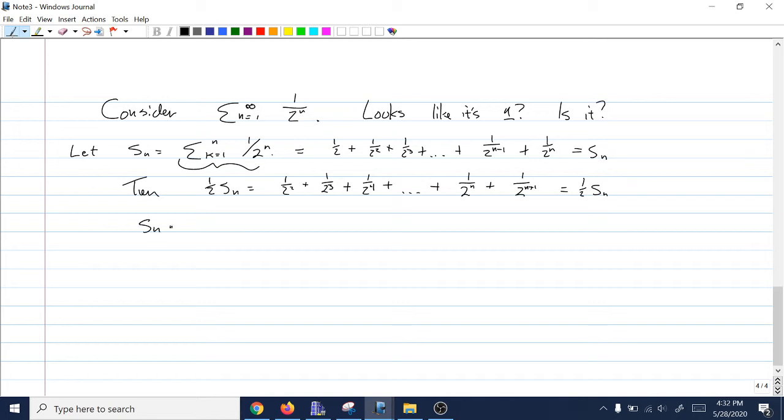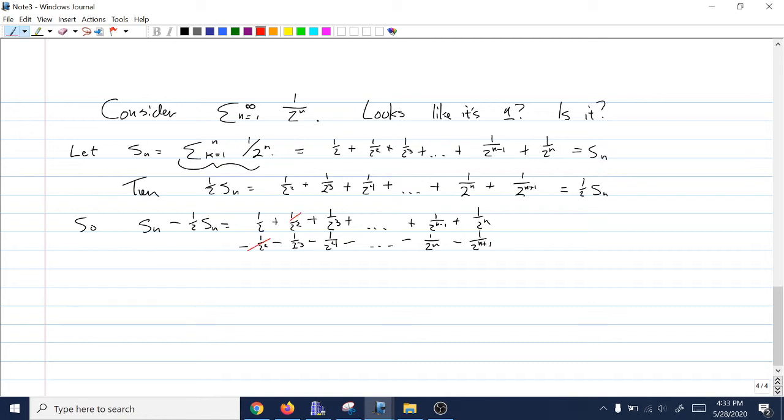Let's talk about Sn minus 1/2 Sn. That's going to be this minus this. 1/2 plus 1/2 squared plus 1/2 cubed plus ... plus 1 over 2 to the n minus 1 plus 1 over 2 to the n, minus 1/2 squared, minus 1/2 cubed, minus 1 over 2 to the 4, minus ... minus 1 over 2 to the n, minus 1 over 2 to the n plus 1.